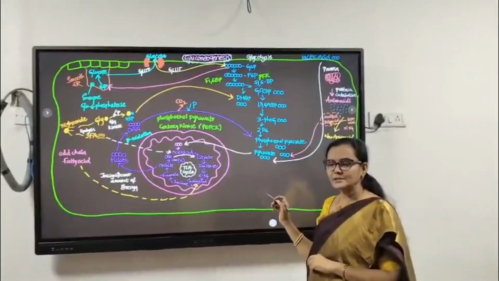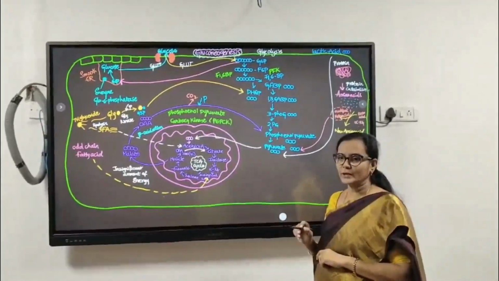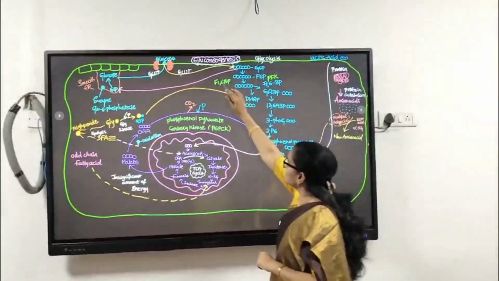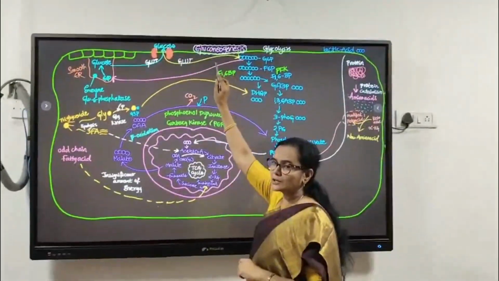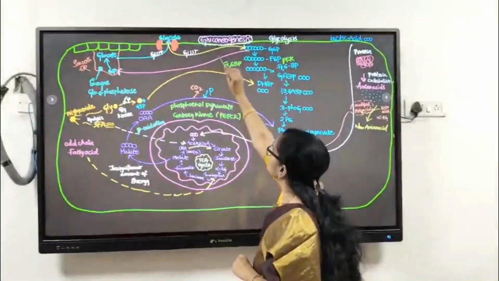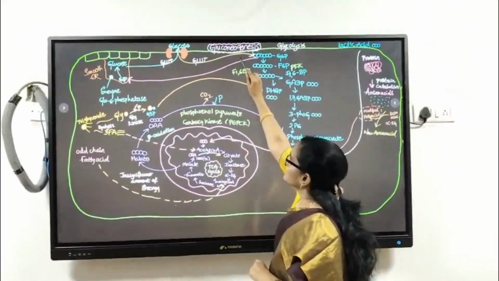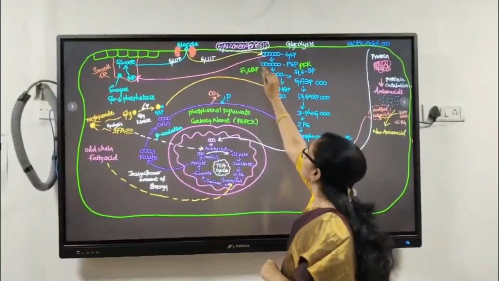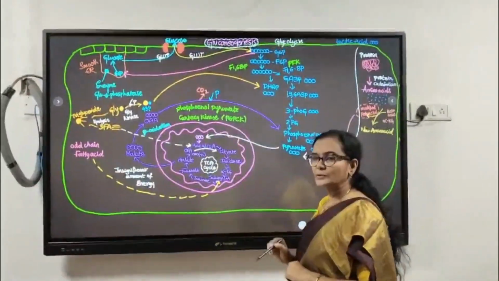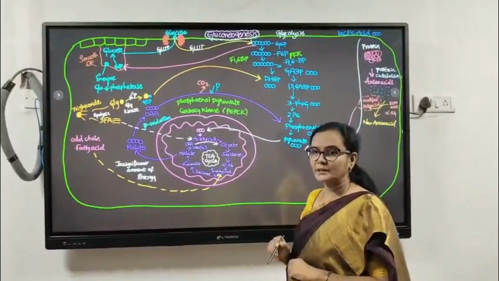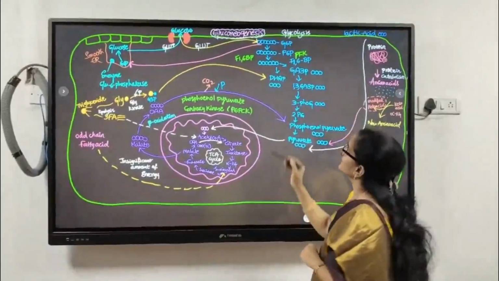Everyone, in this video we will see gluconeogenesis. Gluconeogenesis means synthesis of glucose from non-carbohydrate sources. Gluco means glucose, neo means new, and genesis means formation. So synthesis of glucose from non-carbohydrate sources is gluconeogenesis.